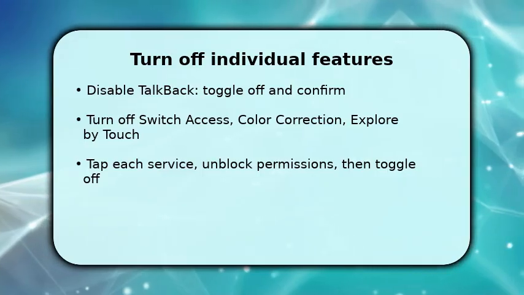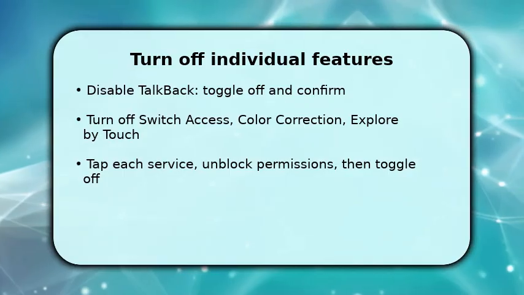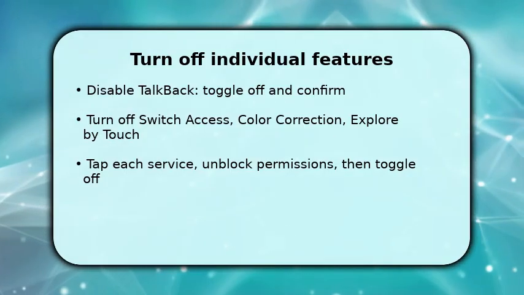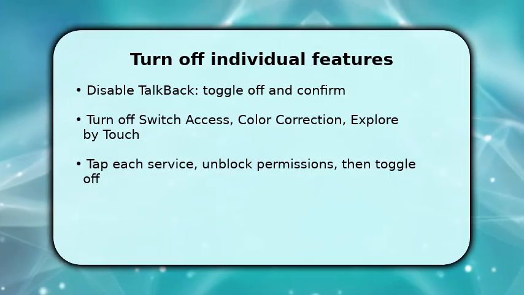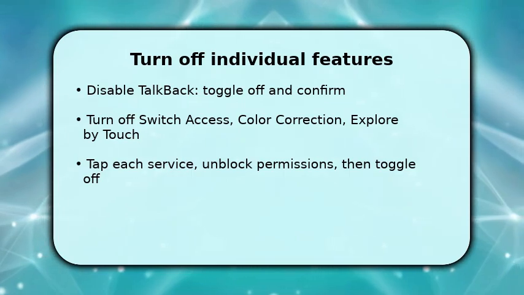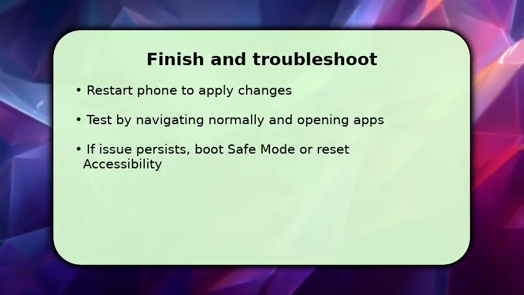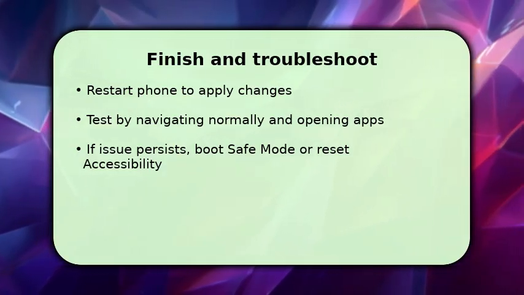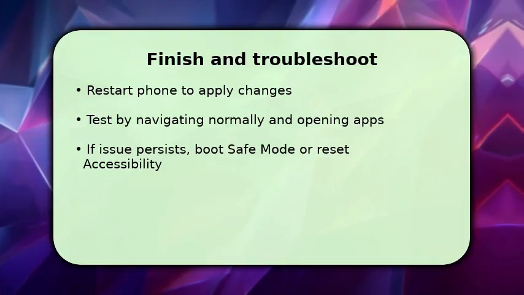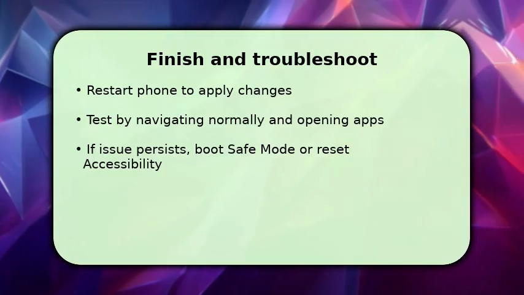If TalkBack is on, use two-finger scrolling and double tap to select. This avoids accidental gestures. Make sure permissions are revoked if requested, so the service won't restart automatically. After toggling all relevant accessibility options off, restart your Realme C11 to ensure changes apply system-wide. When the phone reboots, you should navigate normally with single taps and one-finger scrolling. Open a few apps to confirm behavior.